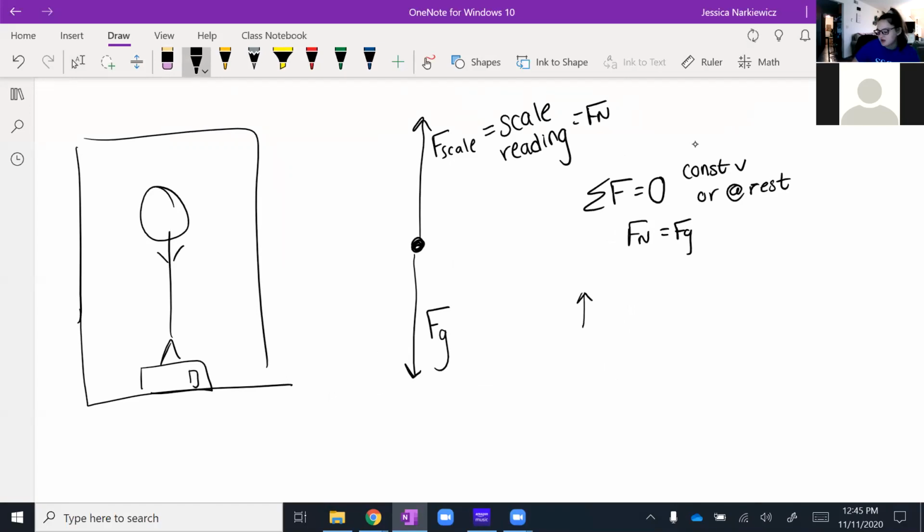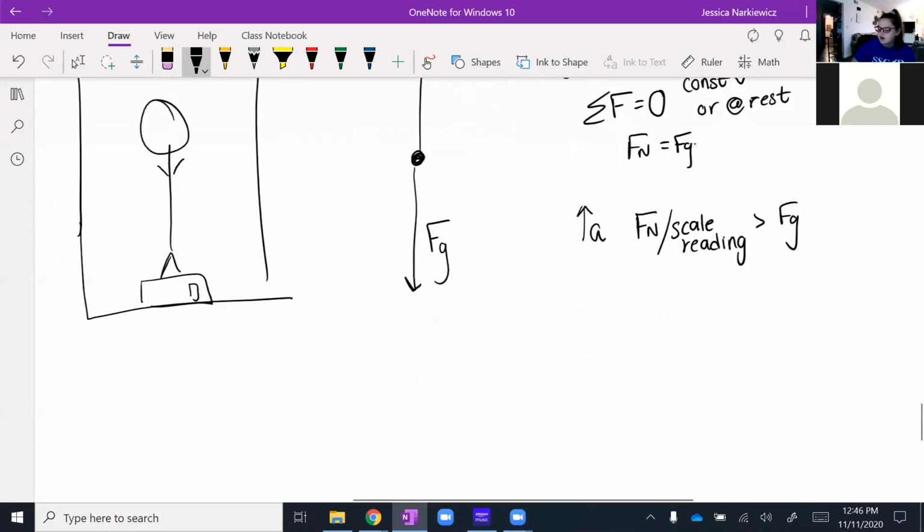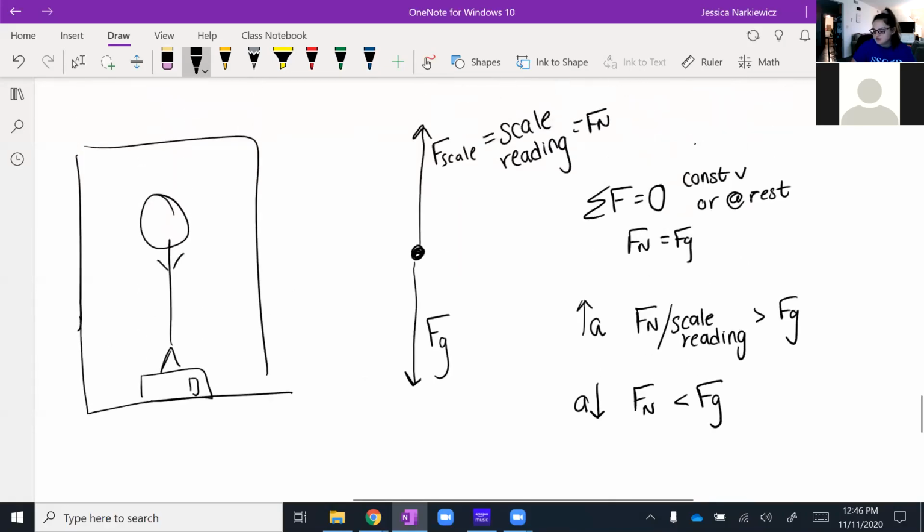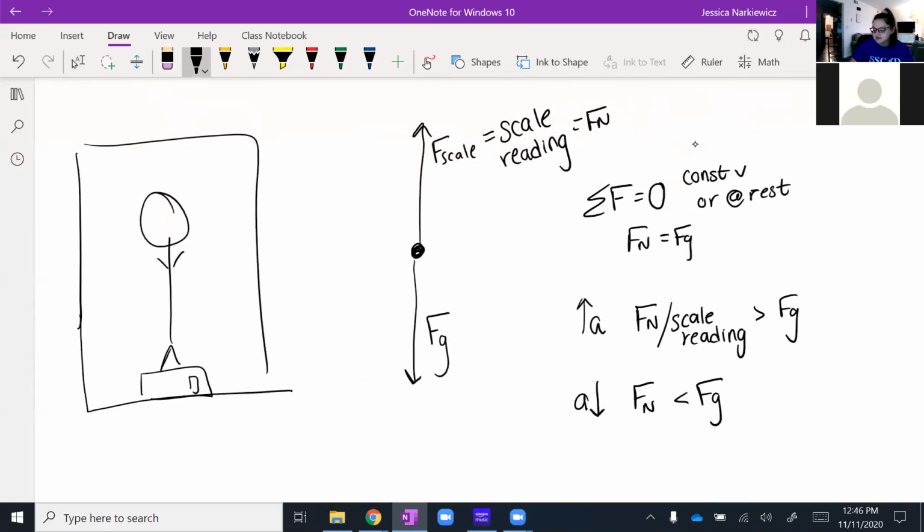If we are accelerating upwards, then the normal force, and therefore the scale reading, is greater than the force of gravity, because in order to accelerate upwards, the upward force has to be larger than the downward force. If we are accelerating downwards, the normal force is going to be less than the force of gravity, because if we're accelerating down, then our net force is down.